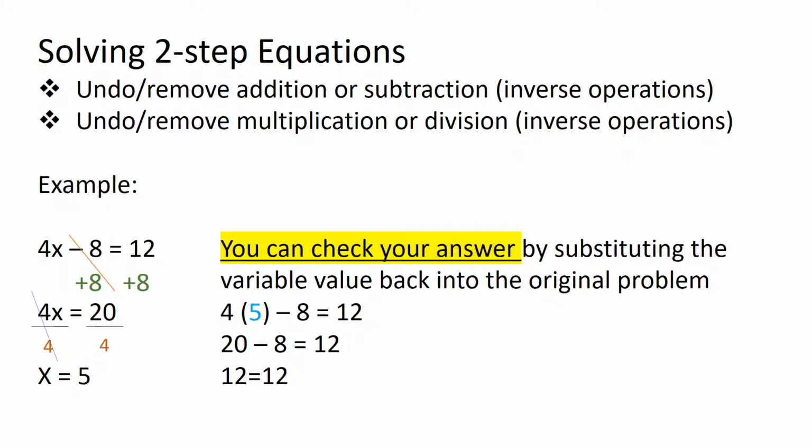You can check your answer by substituting the variable back into the original problem. So we have the variable of x equals 5. We're going to plug that back into the original, so 4 times x. Instead of the x, we're going to say 5, so 4 times 5 minus 8. 4 times 5 is 20. 20 minus 8 is 12. And our original equation said the problem should have equaled 12, so we are correct in our answer.